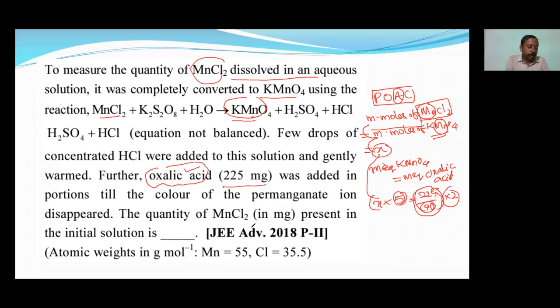So the answer will be X if you find 1 millimole. 1 millimole means 55 plus 71, that is 126 milligrams. Millimoles will be in milligrams. The answer is 126 mg.